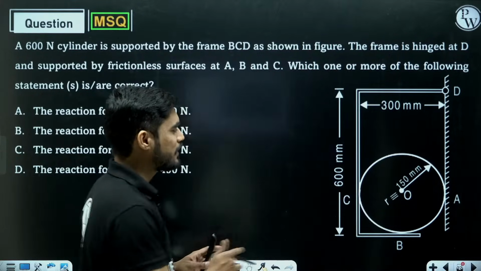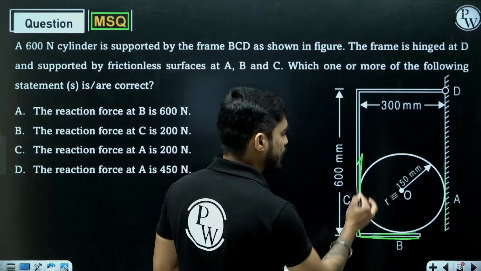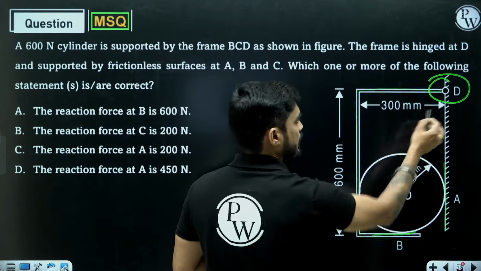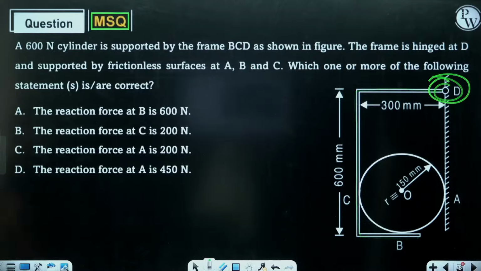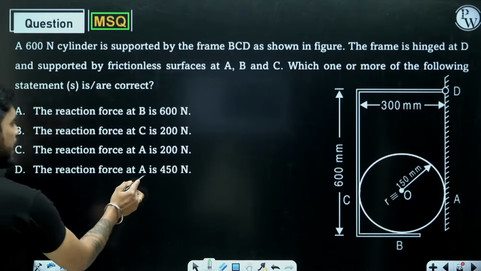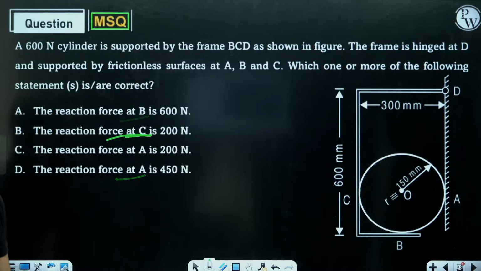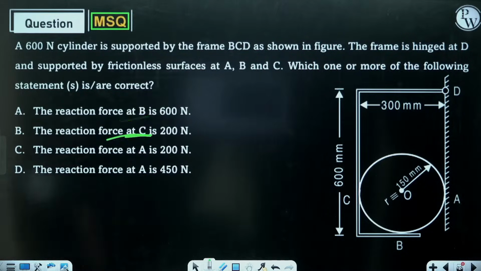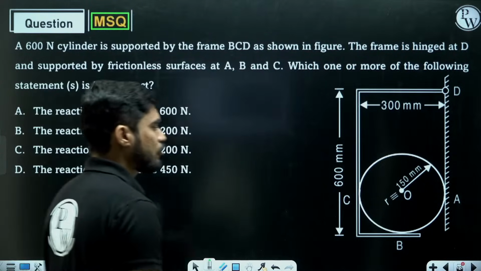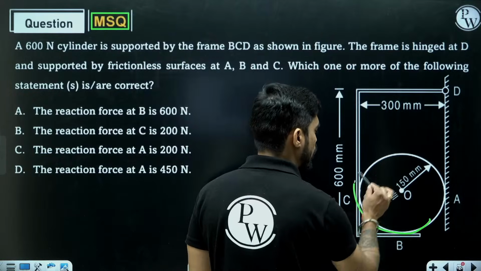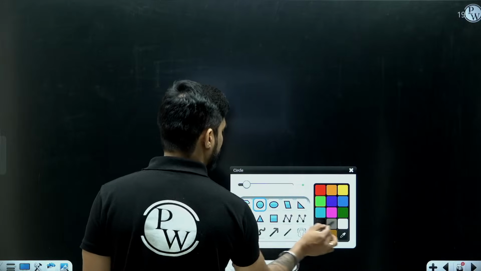So here these surfaces are assumed to be frictionless, and this is a frame which is hinged to the wall. This is a hinge support. Now we need to find the reaction forces at A, B and C. Look at the statements. So what you need to do is draw the free body diagram of this cylinder.